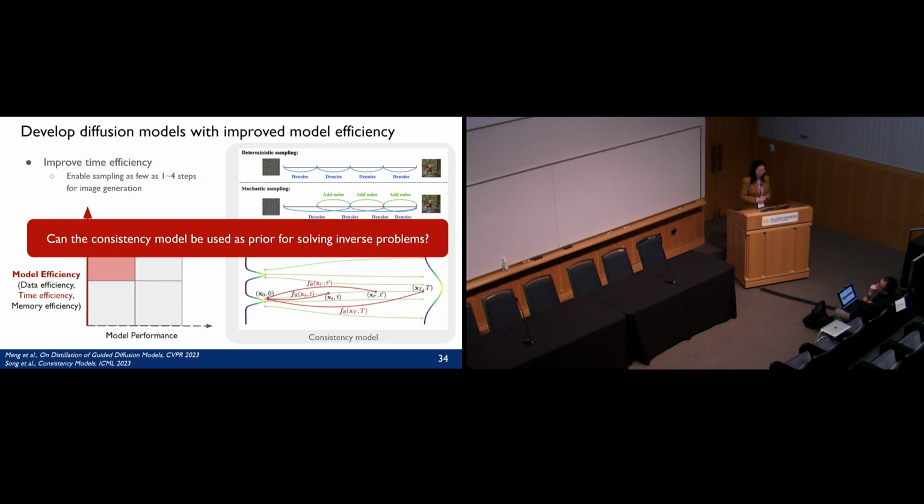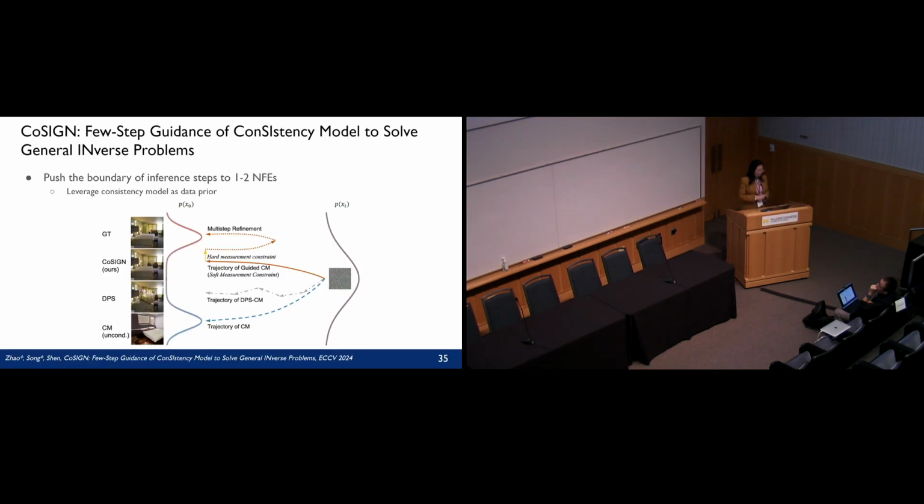So this comes to one of our recent works just accepted by ECCV this year, where we're trying to use the consistency model, with its good time efficiency, to solve the inverse problem. In this case, we want to push the boundaries of the inference steps to 1 or 2 sampling steps. And how can we leverage the consistency model as a prior? The key problem is how we can get data consistency with the measurements, since we are not just doing unconditional generation to generate any random image. We still want the output images to be conditioned or constrained by our measurement information.